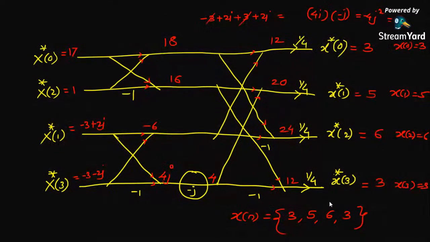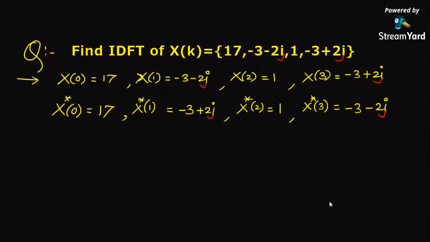I think you have understood. There are a few changes. By using those changes, you can calculate the inverse of this one. So how to find the inverse? First of all, write down x of 0, x of 1, x of 2, x of 3. Then find out the complex conjugate of it.